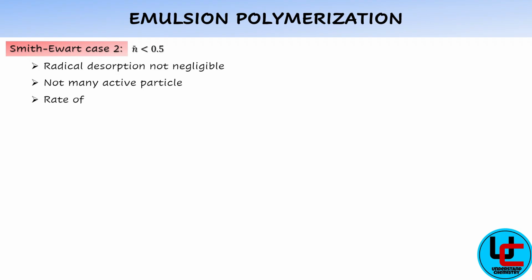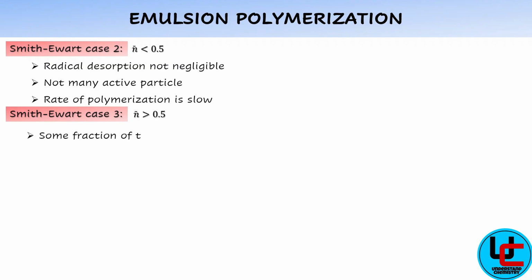In Smith-Ewart case 2, the average number of radicals per particle, N bar, is less than 0.5. This means that radical desorption from particles and termination in the aqueous phase are not negligible. Since radicals do not stay entrapped, many particles never become active. The polymerization rate is low because termination in solution occurs before radicals reach the interior of particles. The molar mass is also low due to the elevated termination rate.